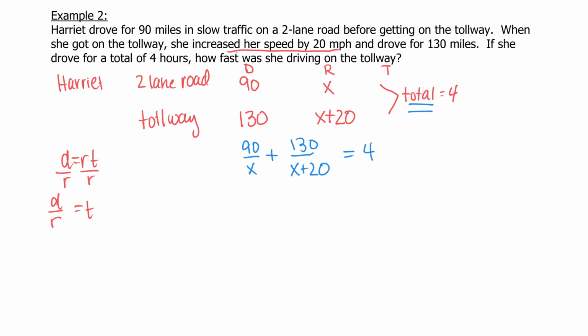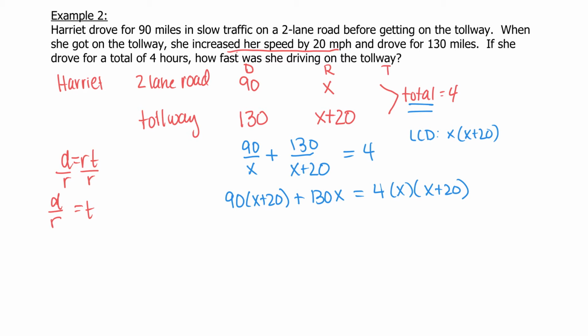Okay, so this is an LCD problem. So our LCD is x and x plus 20. So 90 would have to get multiplied by x plus 20. 130 would get multiplied by x. And 4 would get multiplied by x and x plus 20. Again, if you don't remember how to do that, look at the last unit, 10.4. So now we would just solve this.